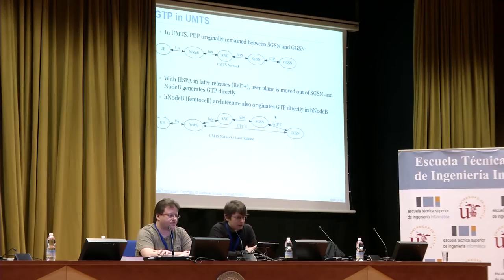The same protocol is used also in UMTS. In the earlier releases, nothing really changed. So you also have an SGSN and a GGSN, and they speak GTP to each other. As speeds got higher and higher with release 7 of the UMTS network architecture, actually GTP no longer is originated by the SGSN, but the user plane already can be originated by the node B, which is basically your base station at the edge of the network. So GTP is used by more and different elements in the later release UMTS networks.